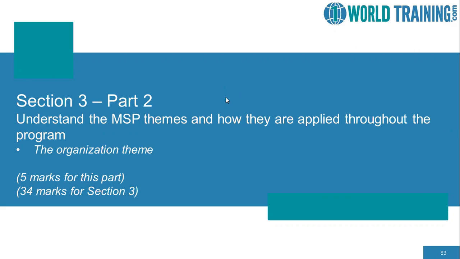Note that Section 3 is worth 34 marks in the exam. Each theme is about either 4 or 5 marks, which means the organization theme, the justification, and the decisions theme have 5 questions each, and design, structure, knowledge, and assurance have 4 questions each, and we got 3 questions from the introduction to the themes.